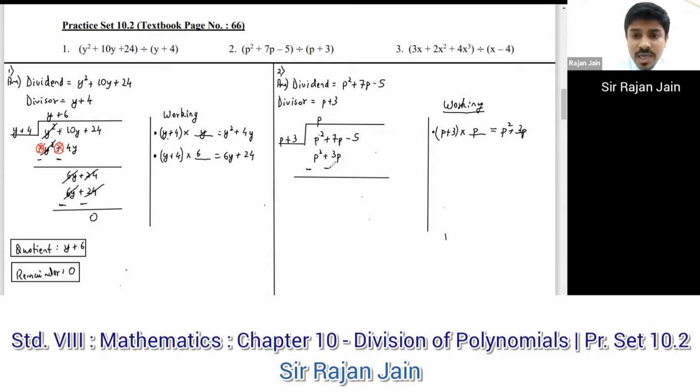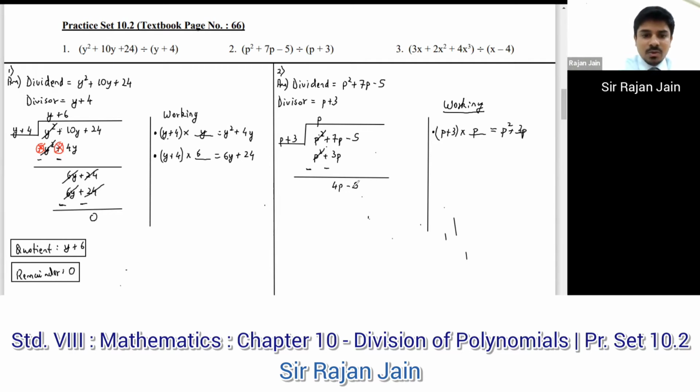Once you get your new signs, you are not supposed to consider the old sign at all. Ignore that sign. Okay, so p square minus p square get cancelled. This is plus 7p minus 3p. Plus 7 minus 3 is going to give you plus 4. Okay, and this minus 5, you get it down as it is without changing the sign. Which sign will change? Whatever you write in the second line, only those terms' sign will change. Original signs are not going to change, so that remains as it is. So minus 5, I get it down.